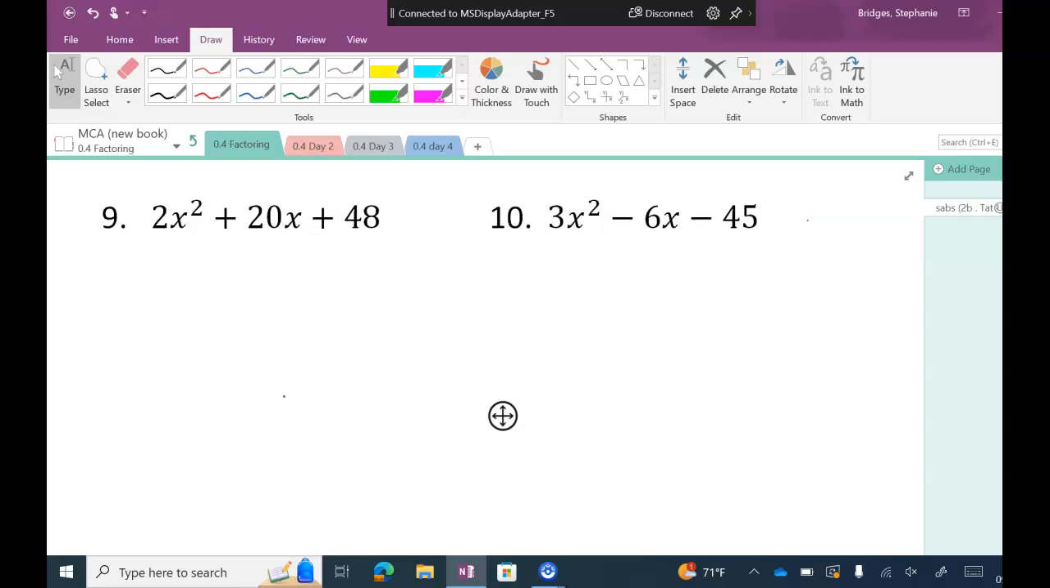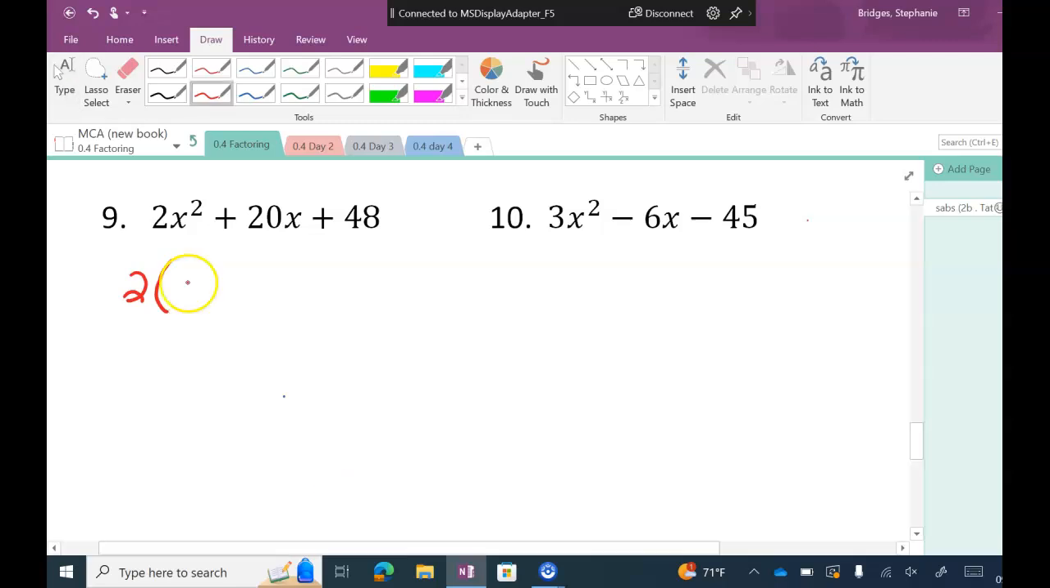So a lot of the first few that we have done did not have a GCF, but when we factor, that is always going to be your very first step, is to look at your terms and decide, do they have something in common that I can factor out, okay? Here I have a 2x squared, a 20x, and a 48. What are they all divisible by? What do they have in common? 2. So that's what we want to do first, is we want to bring that 2 down. And then we're going to divide each term by 2 to see what's left.